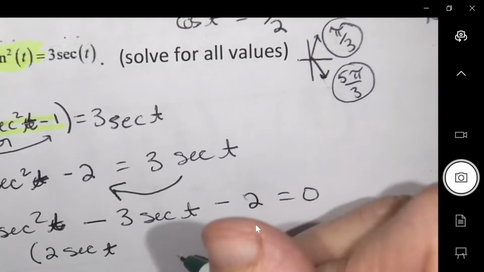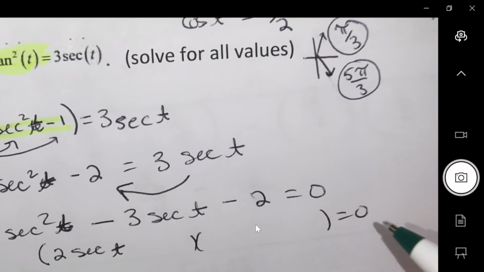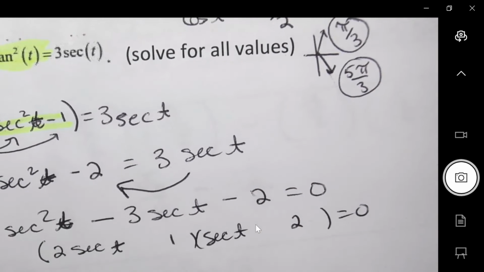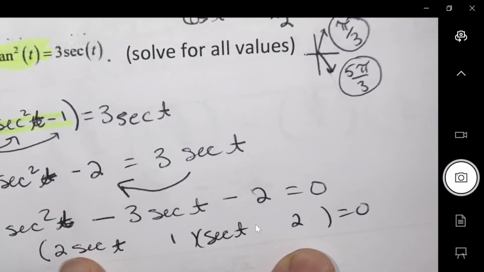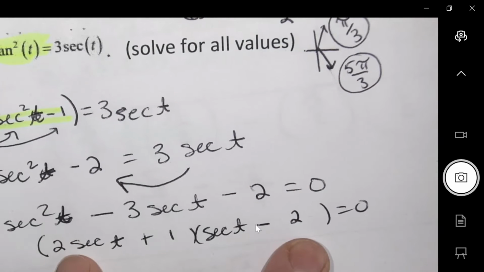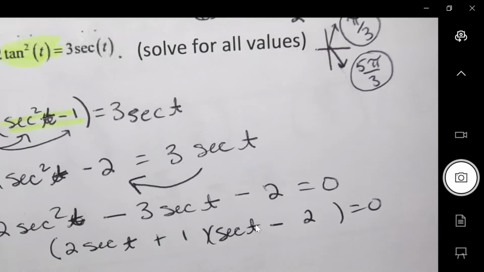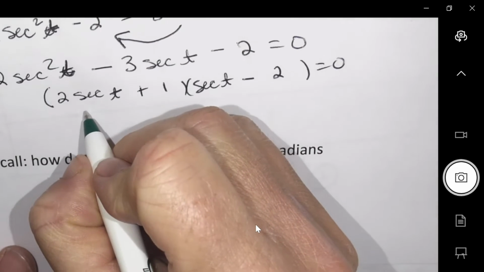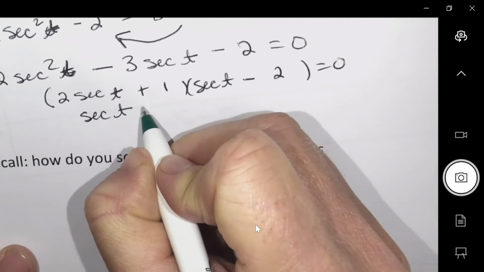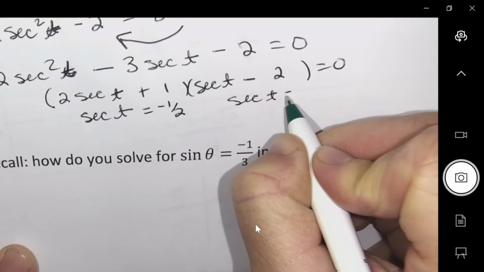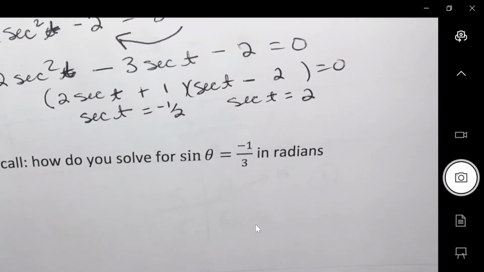Okay. Did you get your factors to work? Okay, so there, but this time I need a minus 3, so I'm going to put the minus as the minus 4 and the plus on the 1. Okay, secant t equals -1/2. Secant t equals +2.